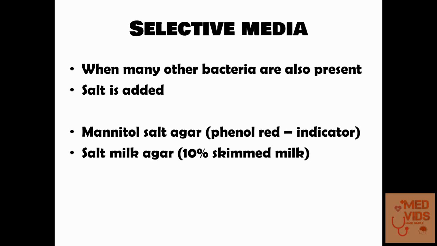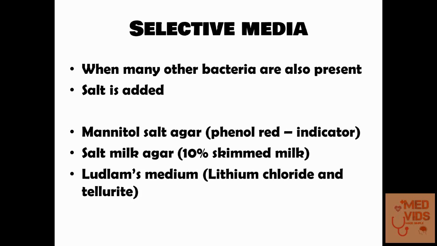The next selective media is salt milk agar. Salt milk agar contains nutrient agar and 6.5% sodium chloride. In addition to that, it also contains 10% skimmed milk. Another selective media is Ludlam's medium, which is a combination of lithium chloride and tellurite. Now, these are the selective media for Staphylococcus aureus.